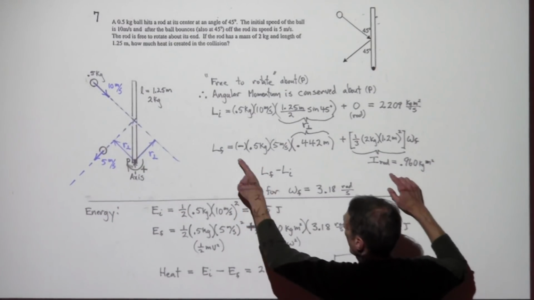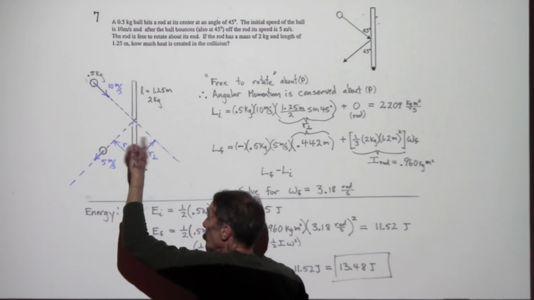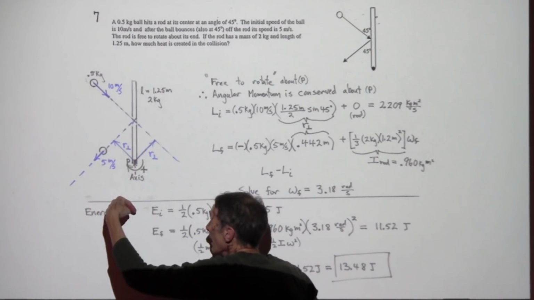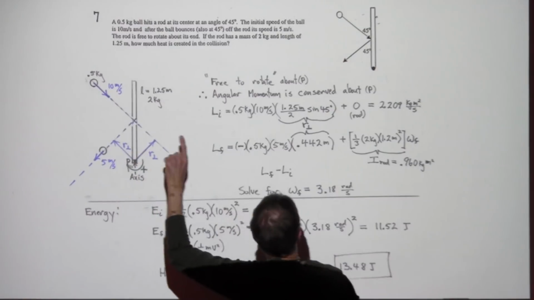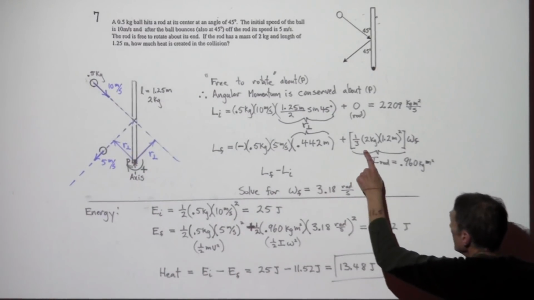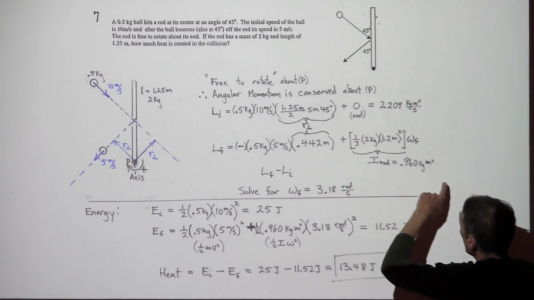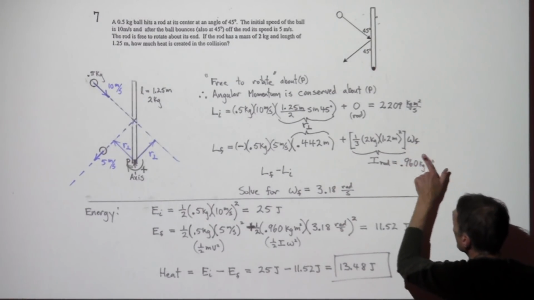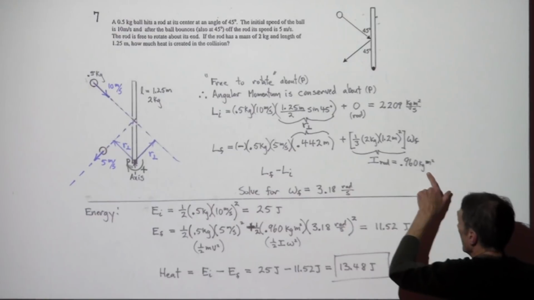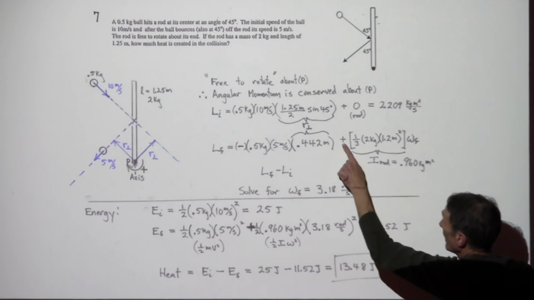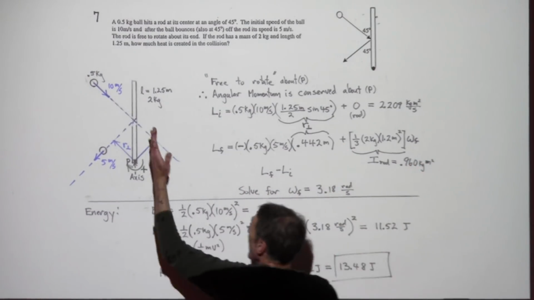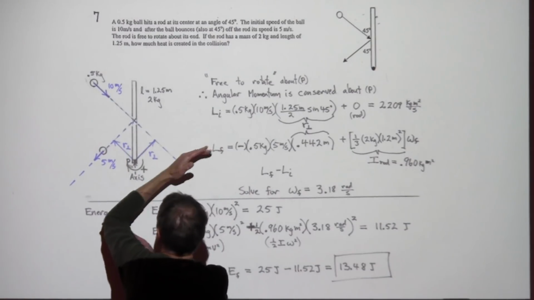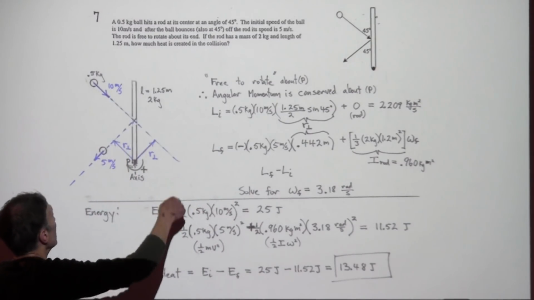So I do have the clay ball going off. It wants to rotate this way. I'm calling this negative. The other direction I'm calling positive. That's going to be the 1/3 mr squared. That would be the I of the rod times the angular velocity. So that goes in as positive. The rod is going to be rotating like this, calling this positive.